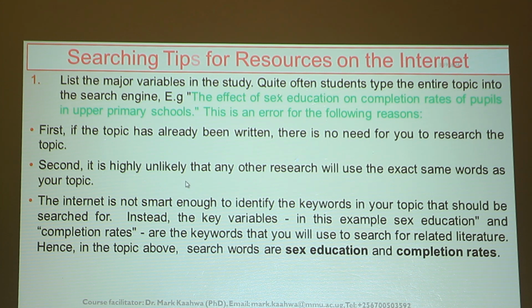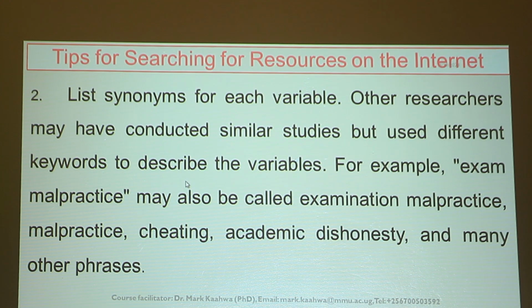So that one is very, very important. Then 2. Now, when you are searching for information, you have to use what we call synonyms. So you have to use a list of synonyms for each variable. Now, other researchers may have conducted similar studies but used different keywords to describe the variable.